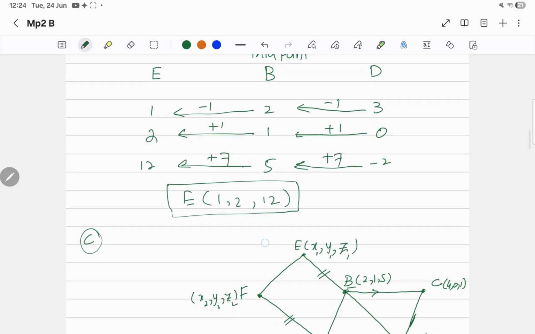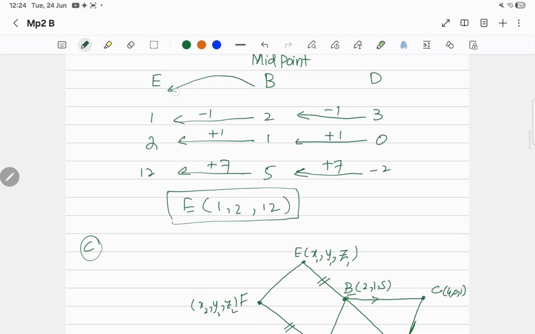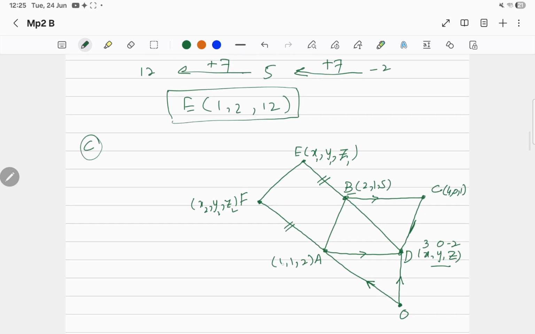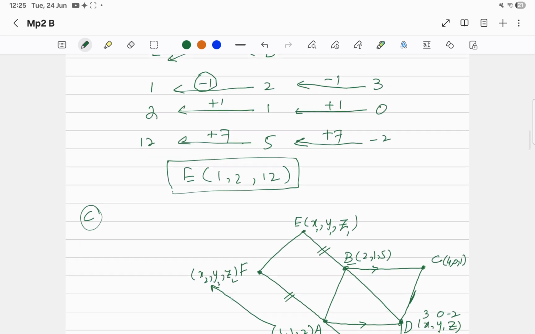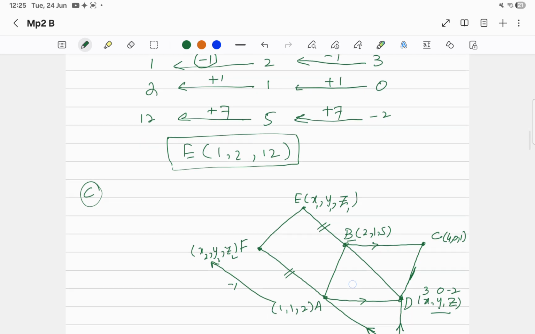And if you see this, when you move from B to point E, we add -1 to the x coordinate, we add 1 to the y coordinate, and we add 7 to the z coordinate of B to get the coordinates of E. So we have to do the same to the coordinates of A over here to get the coordinates of F. From the x coordinate of A, to get the x coordinate of F, we need to add -1.